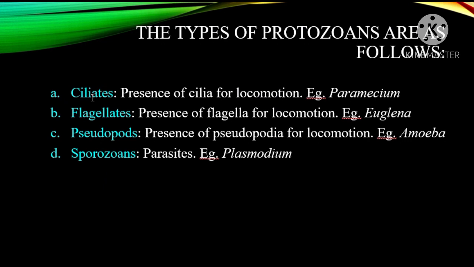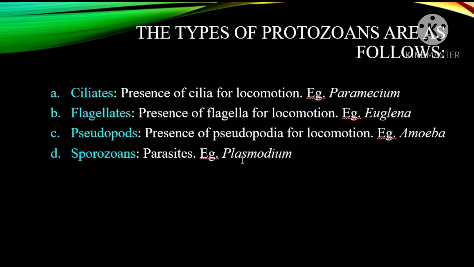So what are ciliates? Here the locomotory organ is the cilia, found surrounding the body. That is called ciliates. Example, Paramecium. When the locomotory organ is a flagellum, the organism which makes use of flagella as a locomotory organ is usually called a flagellate. Example, Euglena. The third important type is pseudopodia, which is the locomotory organ for certain amoebae. And the last one is the sporozoans, which are parasites, example Plasmodium.